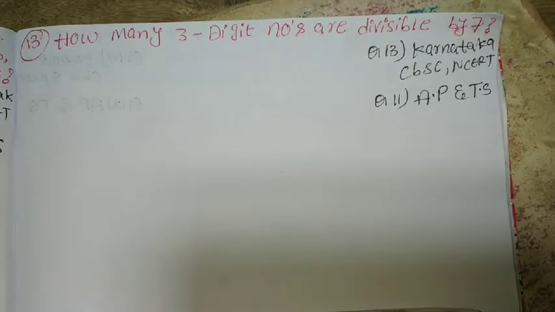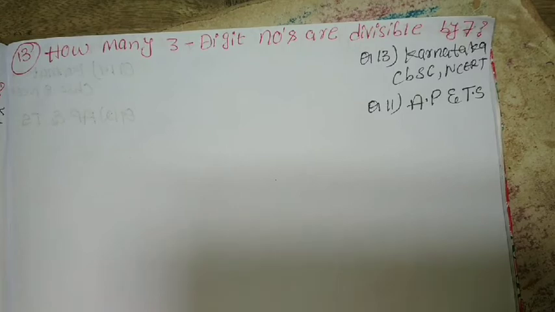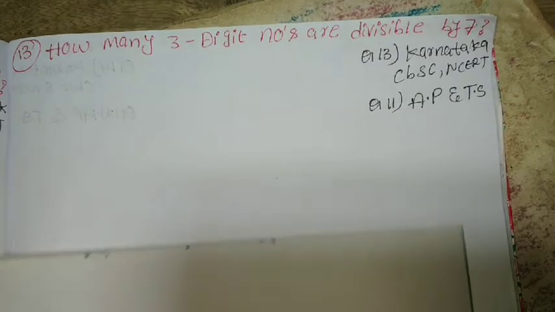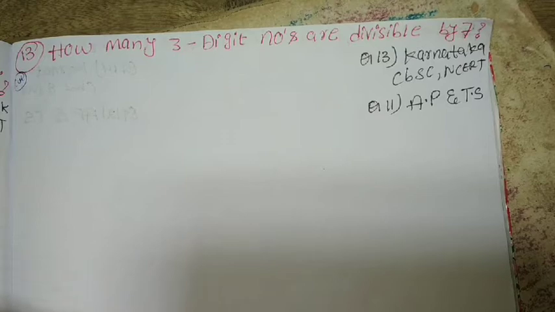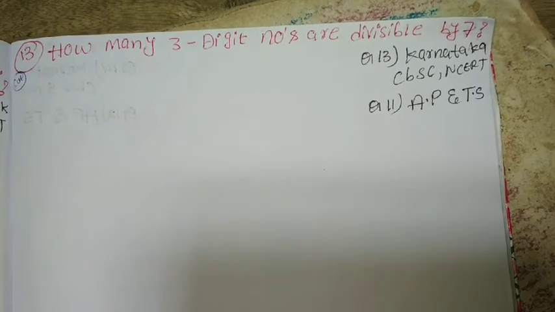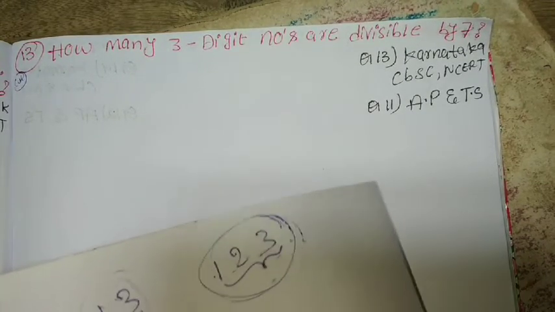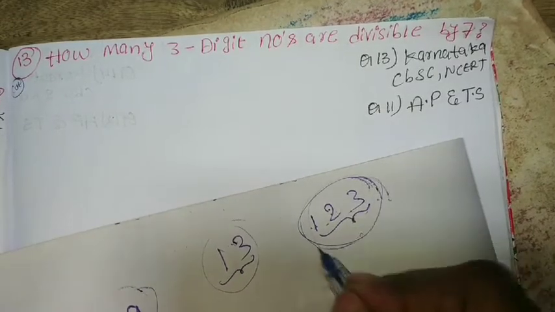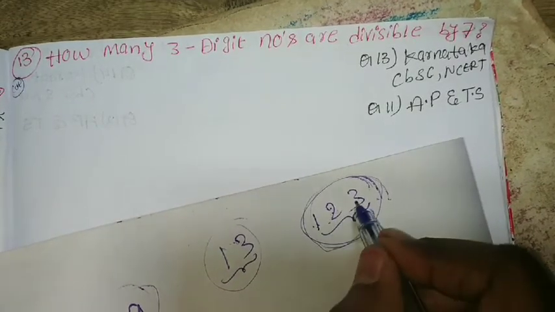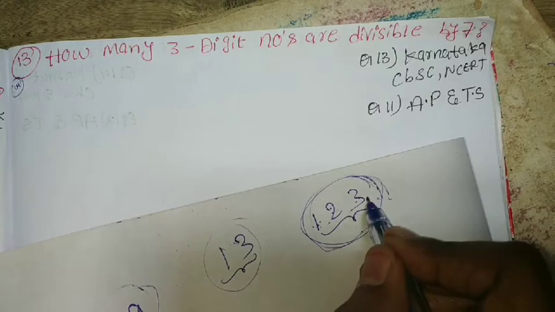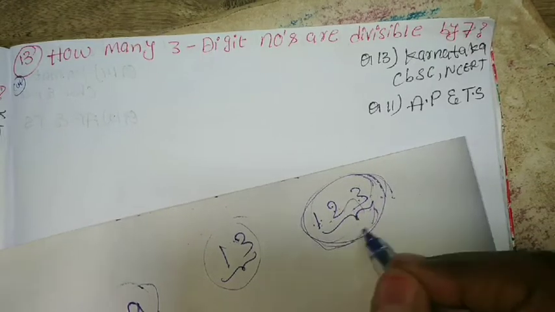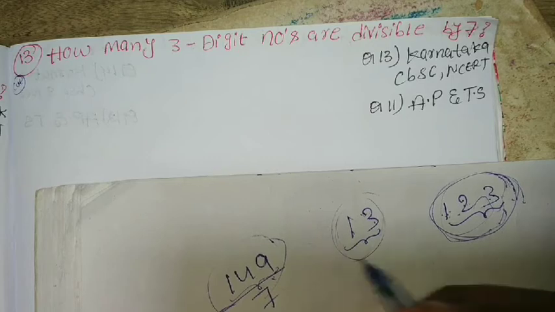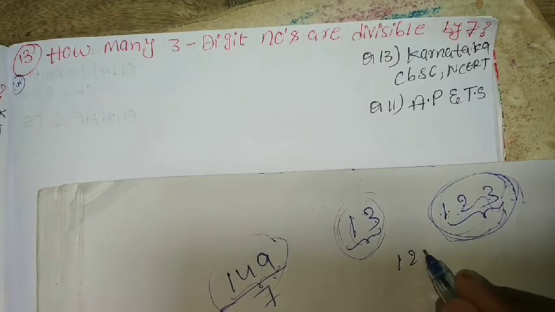How many 3-digit numbers are divisible by 7? They are asking how many 3-digit numbers are divisible by 7. What is a 3-digit number? For example 1, 2, 3. This is a number with 3 digits. What is a 2-digit number here? 1 and 3. So it is a 2-digit number. What about this?